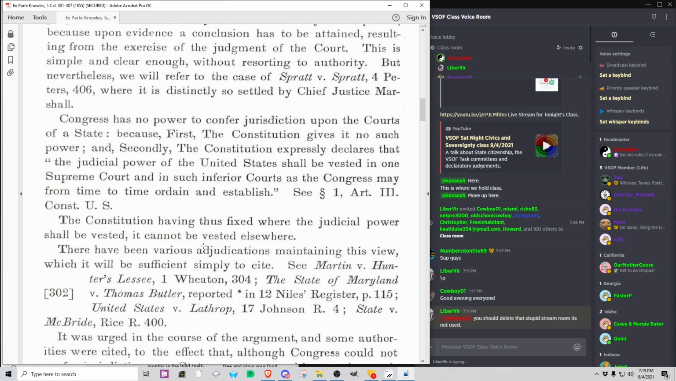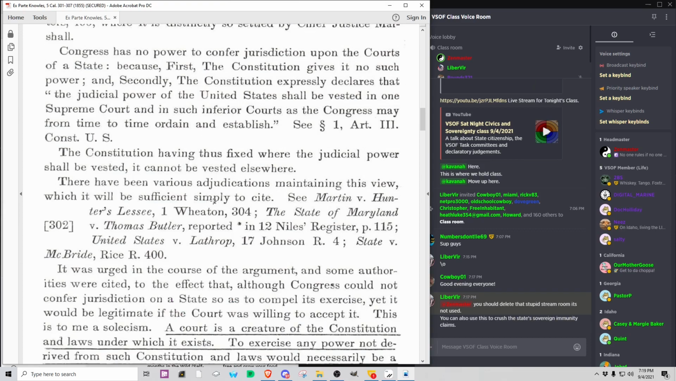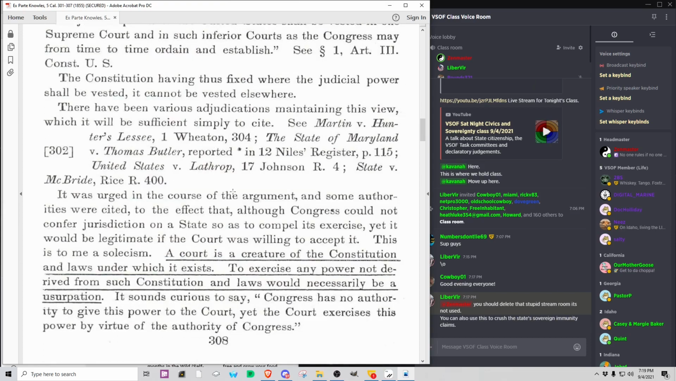Okay, so to continue. There have been various adjudications maintaining this view, which will be sufficient simply to cite Martin versus Hunter's Lessee, and so forth. It was urged in the course of the argument, and some authorities were cited, to the effect that, although Congress could not confer jurisdiction on a state so as to compel its exercise, yet it would be legitimate if the court was willing to accept it. Meaning the state courts have to say, okay, we go along with your uniform rule, that's fine, and that's how we'll do things. But it says, this to me is solecism.